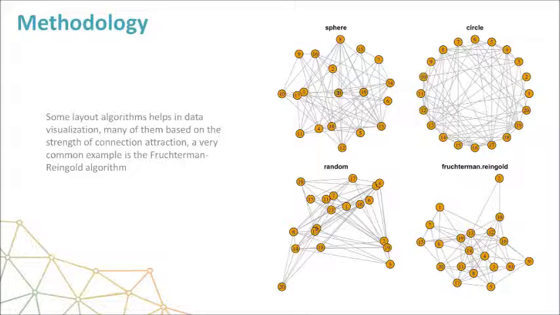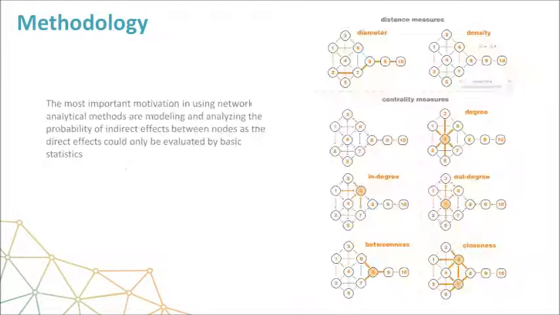In the step of data visualization, there are some layout algorithms to help us. However, it's important to emphasize that the central position of nodes in a layout algorithm should not be confused with centrality metrics. The most important motivation in using network analytical methods is modeling and analyzing the probability of indirect effects between nodes, as the direct effects could only be evaluated by basic statistics.